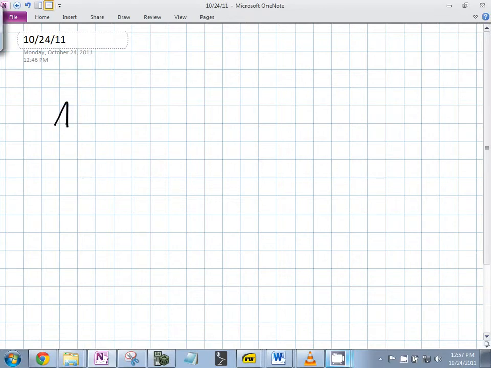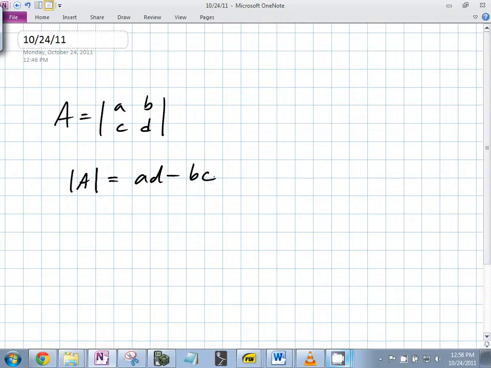Let's say A was equal to the matrix A, B, C, D. What would be the determinant of A? AD minus BC. AD minus BC, the determinant of A, correct?